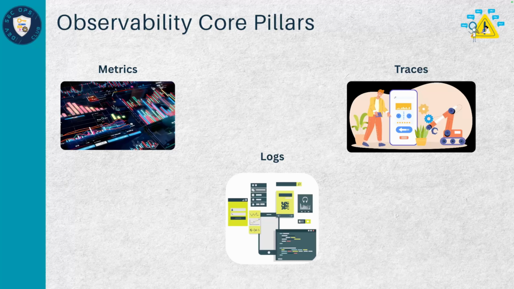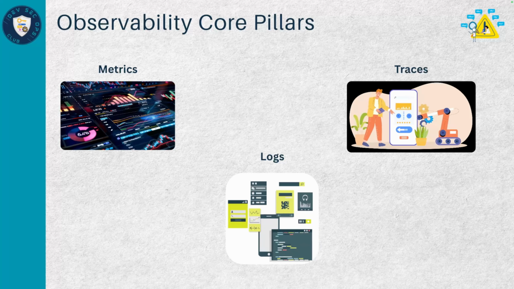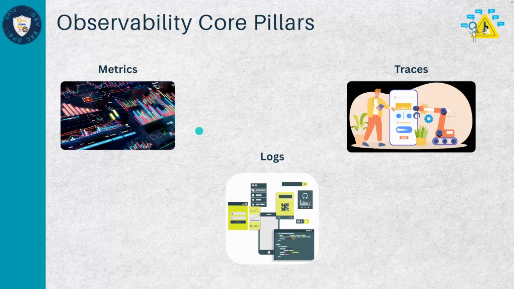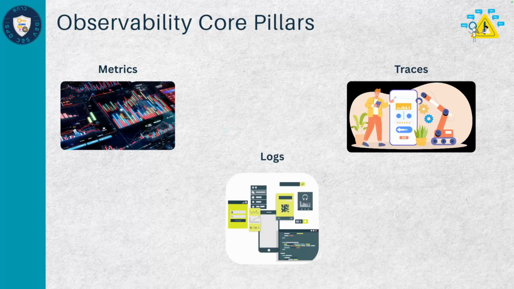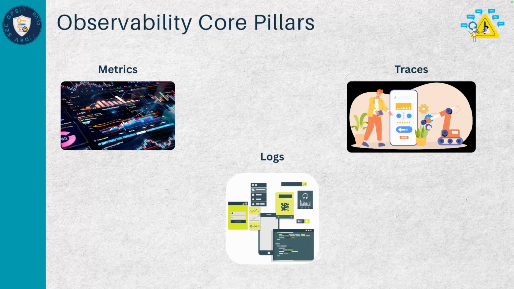So observability goes beyond monitoring and gives us more insight, and for that it uses these three pillars: metrics, logs, and traces. So this is all about observability and how it works.